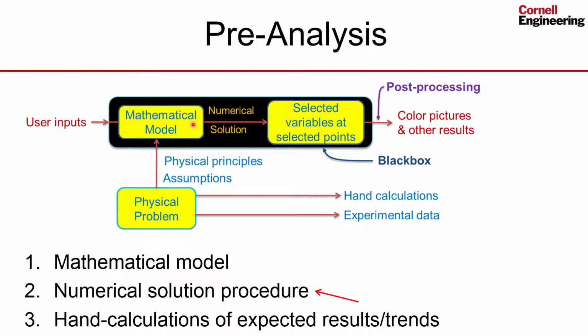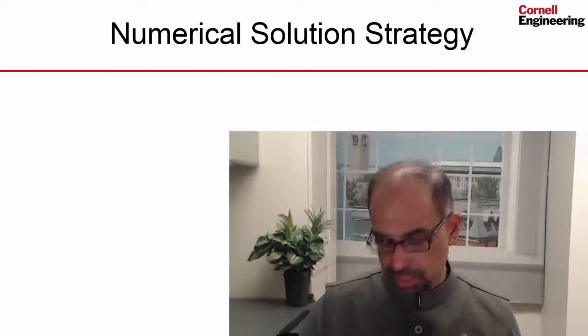We are moving on from looking at the mathematical model to how it's solved by the tool using a numerical solution procedure. So we're going to look at the second step of the pre-analysis, the numerical solution procedure. And we'll focus on what's the strategy used and what are the errors introduced by that strategy. And to talk about the numerical solution strategy, I'll go back to ideas we looked at in the big ideas in CFD.